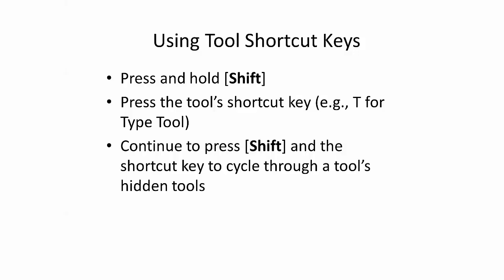Using tool shortcut keys. Press and hold Shift. Press the tool shortcut keys. Example: T for Type tool. Continue to press Shift and the shortcut key to cycle through a tool's hidden tools.